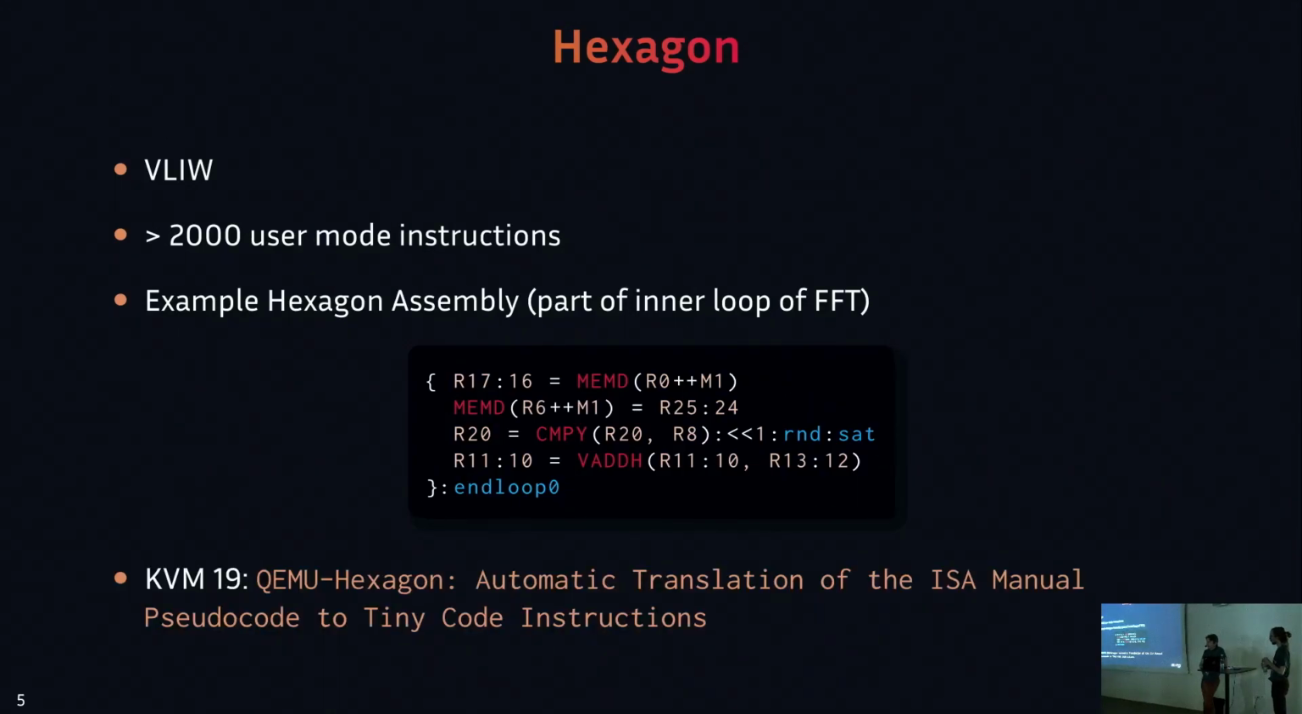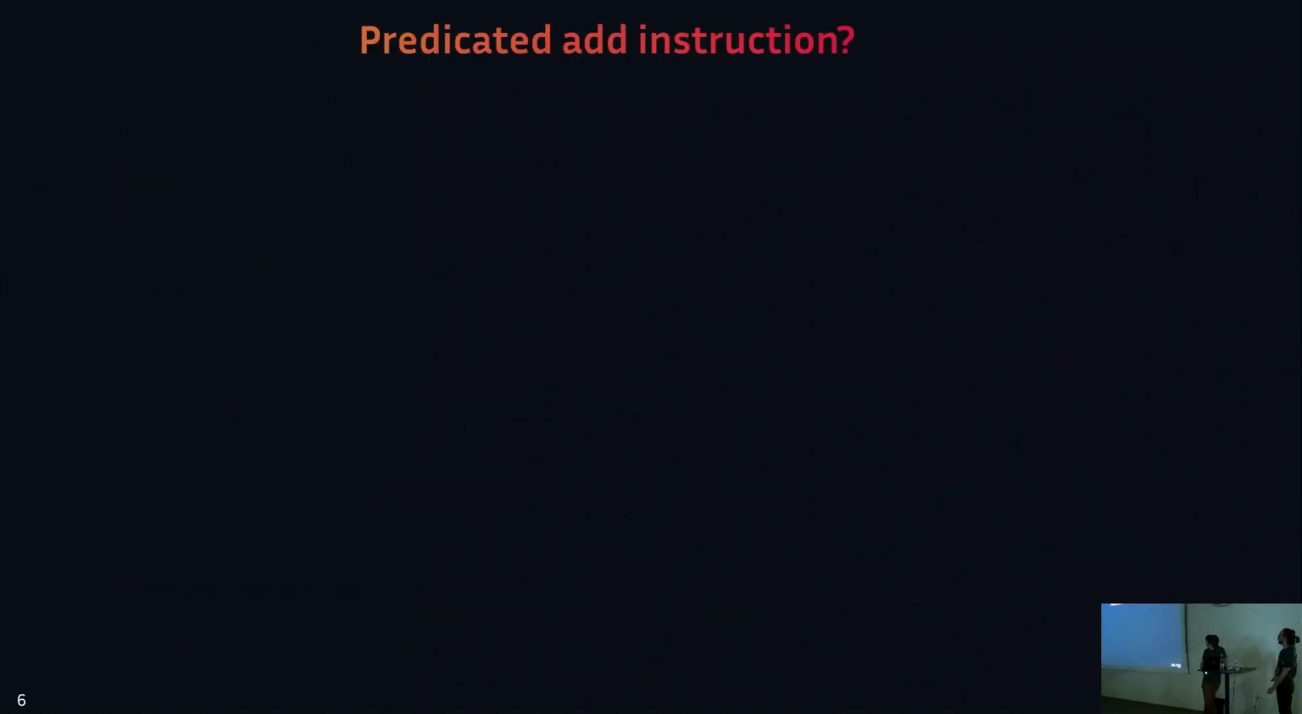We already spoke about this a couple of years ago, so we refer to that talk if you're interested in how to handle a VLIW architecture and all the specifics of Hexagon. But let's focus on the predicated add instruction that we have in Hexagon.